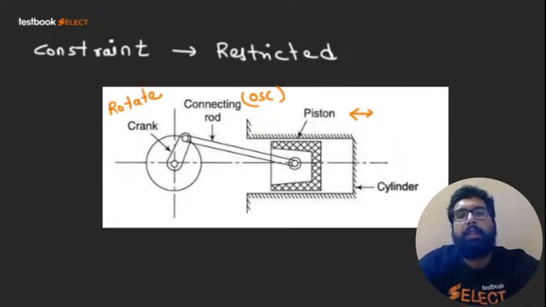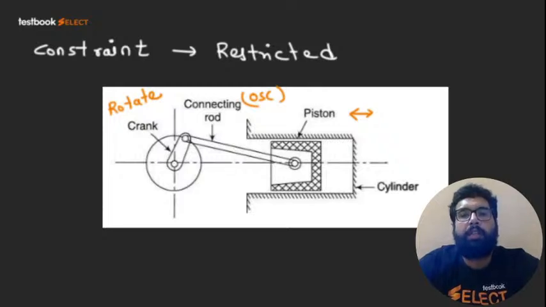Now, can we say the motion of the piston, the motion of the connecting rod, the motion of the crank is constrained motion? How can we say so, sir? Because the motion of the piston is always constrained, that means restricted, to reciprocate inside the cylinder. Similarly, the motion of the connecting rod is always restricted, and the crank or flywheel, because the flywheel is mounted on the crank. So kinematically, they do not have any difference.